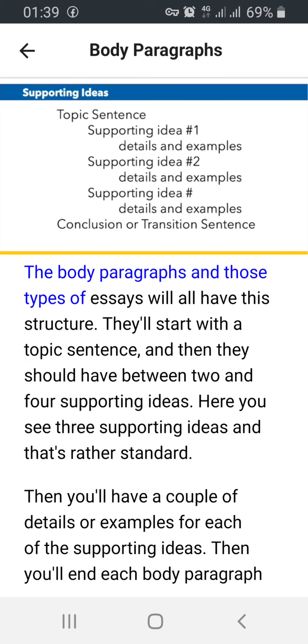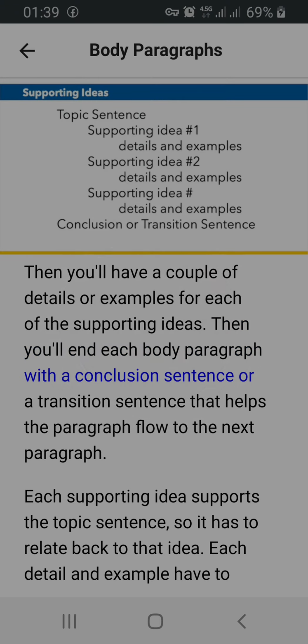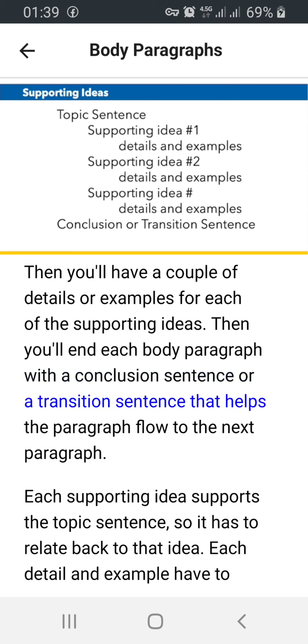The body paragraphs in those types of essays will all have this structure. They'll start with a topic sentence, and then they should have between two and four supporting ideas. Here you see three supporting ideas, and that's rather standard. And then you'll have a couple of details or examples for each of the supporting ideas. And then you'll end each body paragraph with a conclusion sentence or a transition sentence that helps the paragraph flow to the next paragraph.